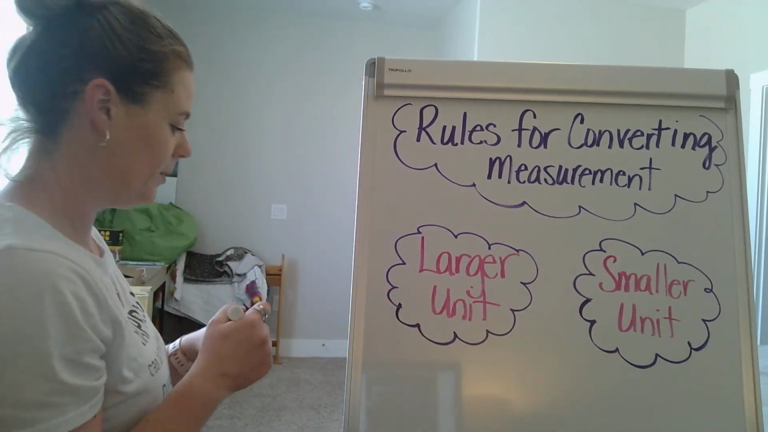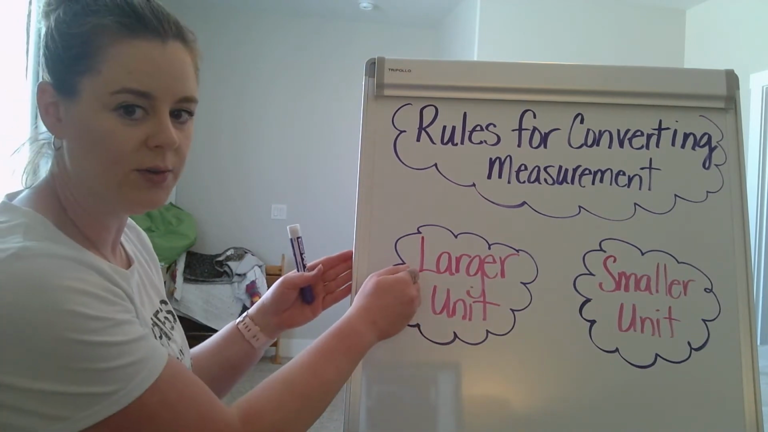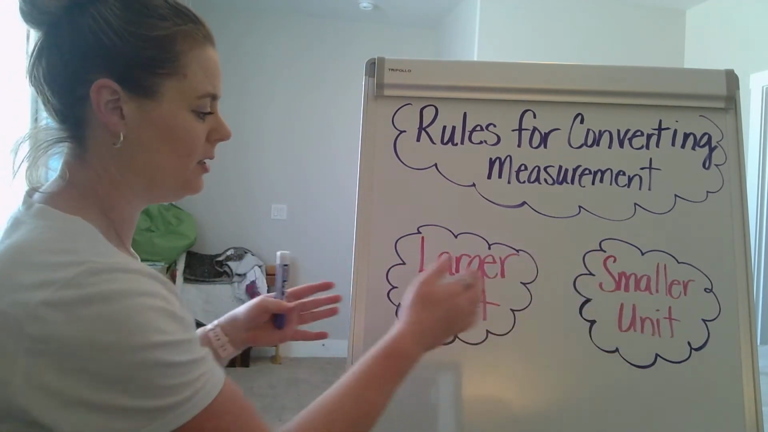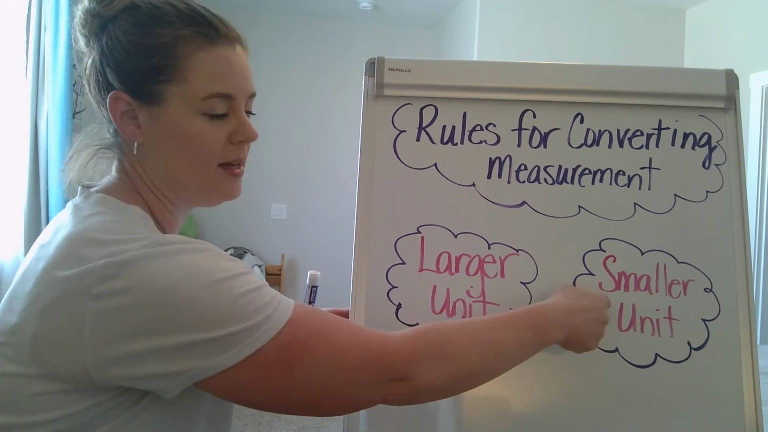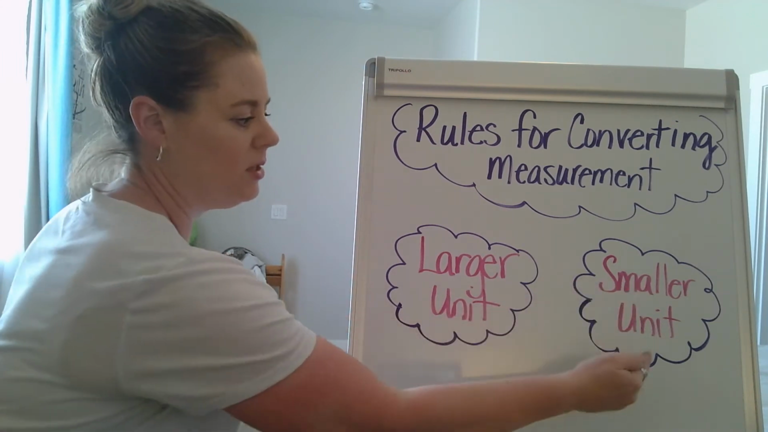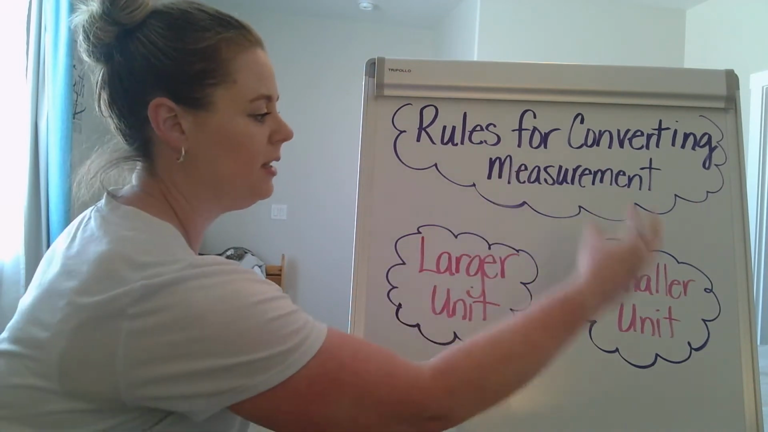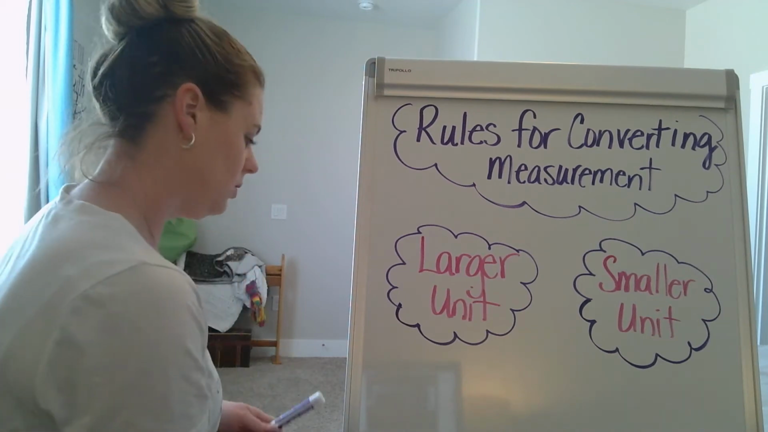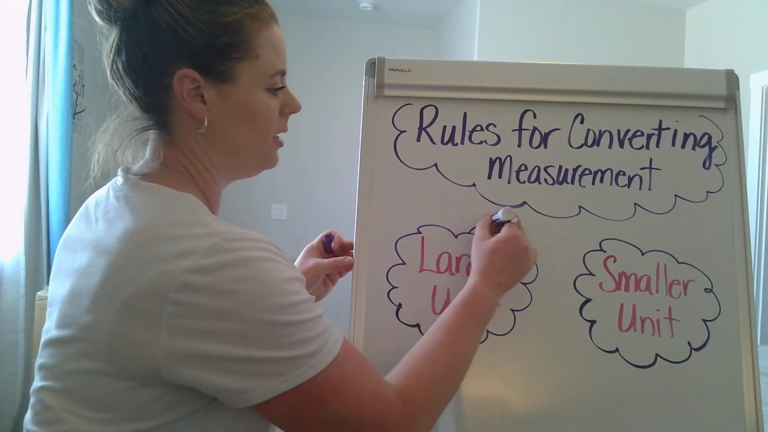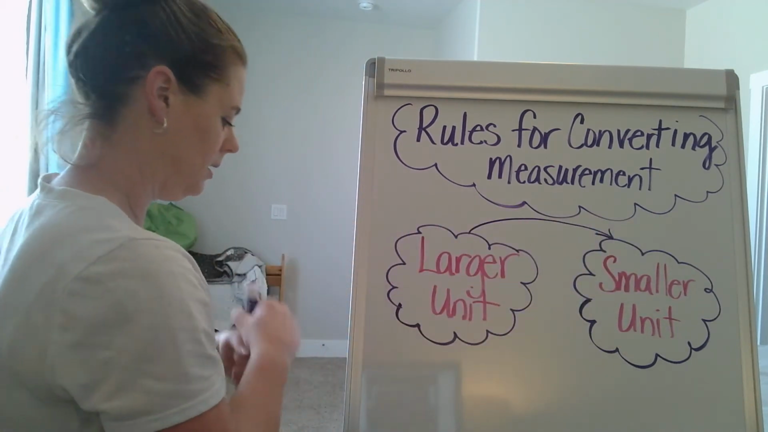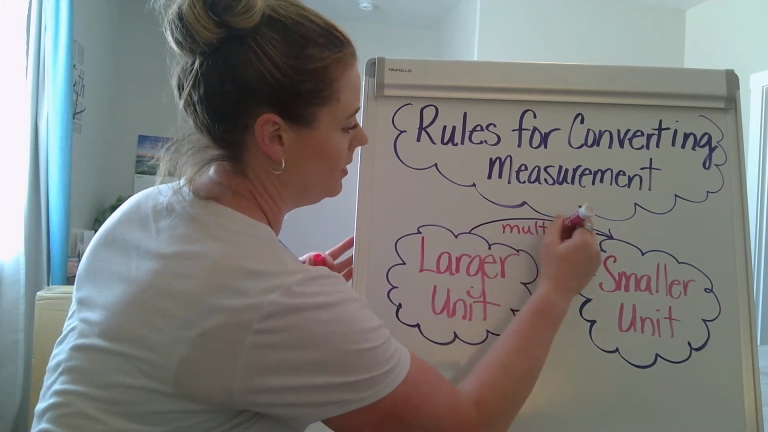Okay, all you have to remember when converting measurement is this: if you have a larger unit and they want it in a smaller unit, so let's say they have a foot and they want to know how many inches that is. Inches are smaller than feet. So the foot is the larger unit, inches the smaller unit. Then you multiply the larger unit to get the smaller unit. So multiply.